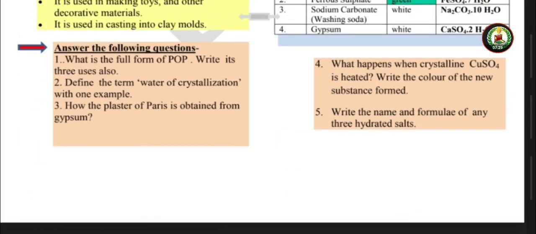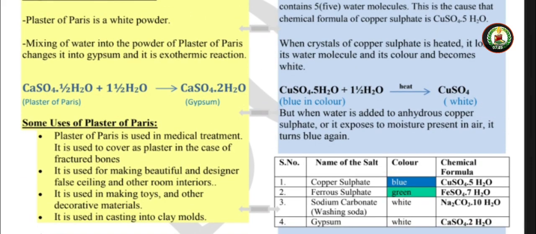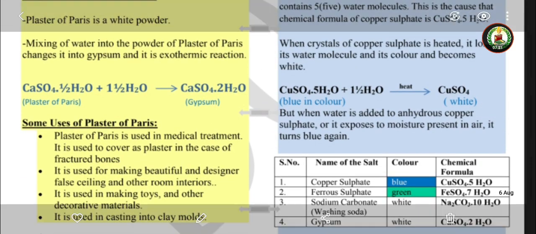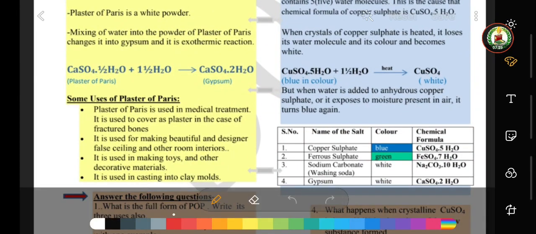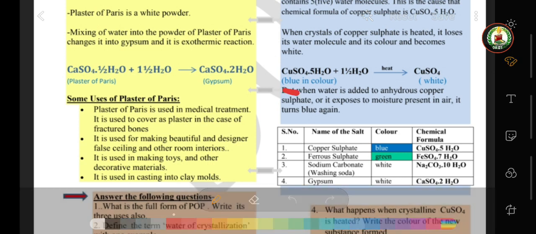Right? Fourth question, students, what happens when crystalline copper sulfate is heated? Write the color of the new substance. We discussed that when we heat the crystalline copper sulfate, it loses water and its color changes to white. Here you can write this chemical reaction also. Okay, students, you can write the reaction here.